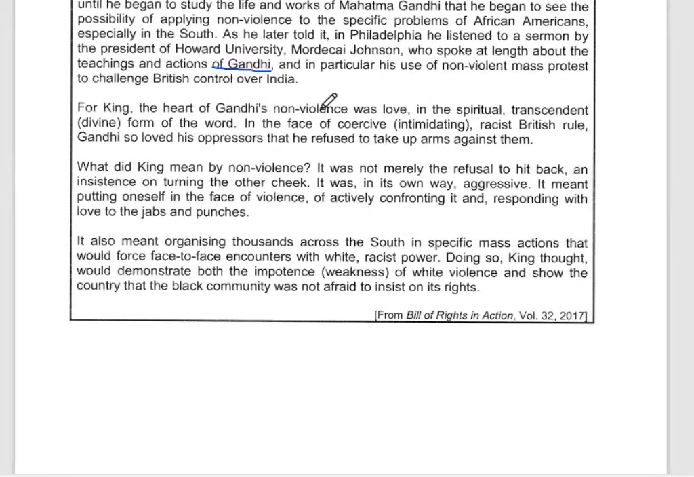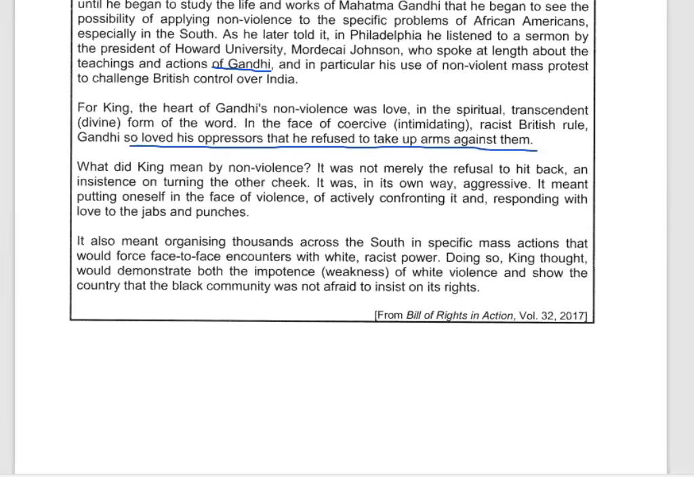For King, the heart of Gandhi's nonviolence was love in the spiritual, transcendent, or divine form of the word. In the face of coercive intimidation or racist British rule, Gandhi so loved his oppressors that he refused to take up arms against them. That was what Martin Luther learned, that he must love his oppressors and refuse to take up arms against them. We are saying you must not fight against your oppressors, you must love them if you are to adopt a non-violent approach of protests.